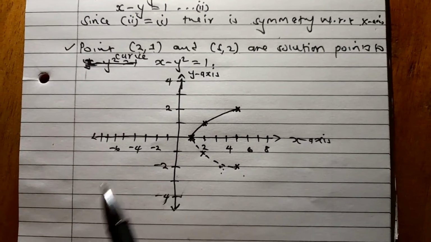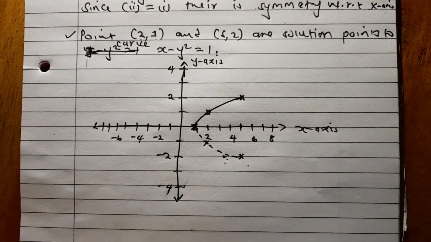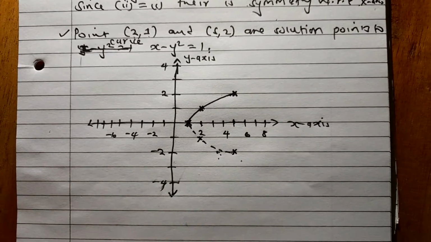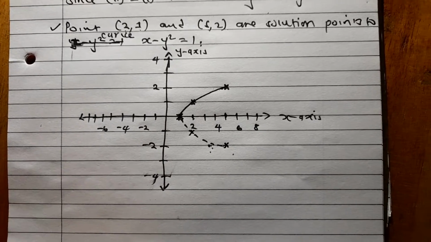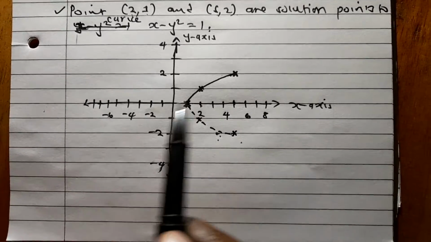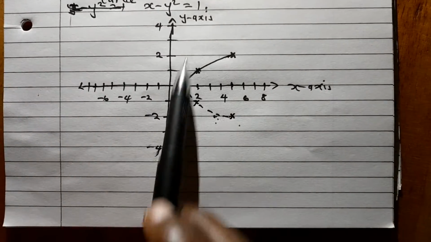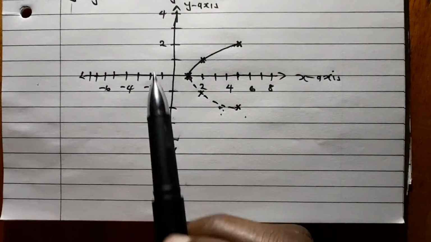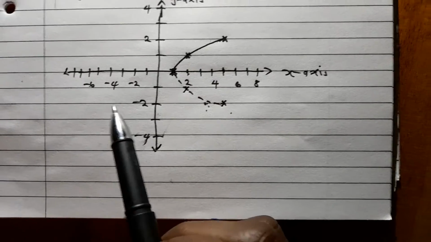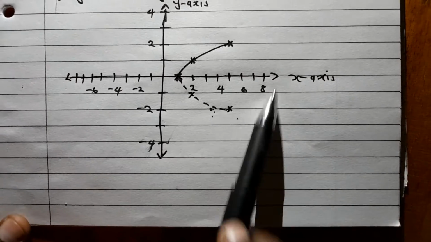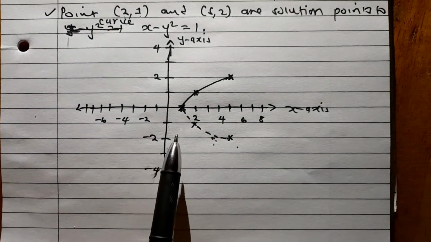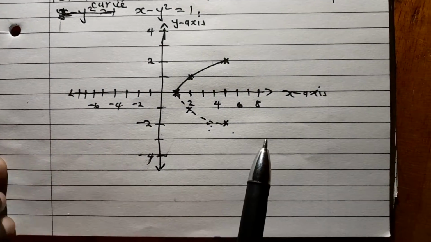So that is all about graphs. We have discussed how we can sketch the graph of a given equation using point plotting, where we obtain a set of solution points and come up with the graph. We have also seen how we can use the intercept and the symmetric property to come up with a graph as the one we are having here. So with that, we come to the end of graphs under differentiation.